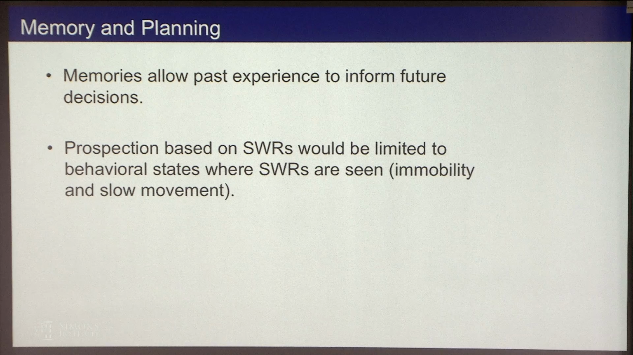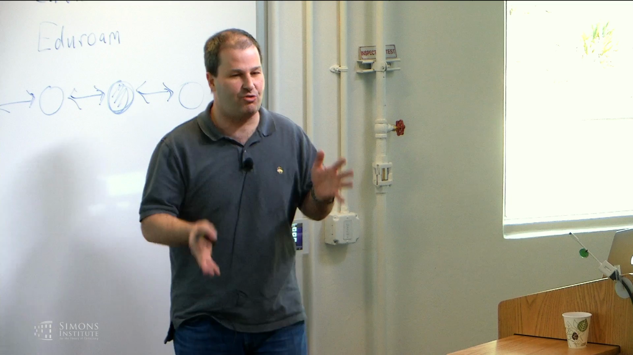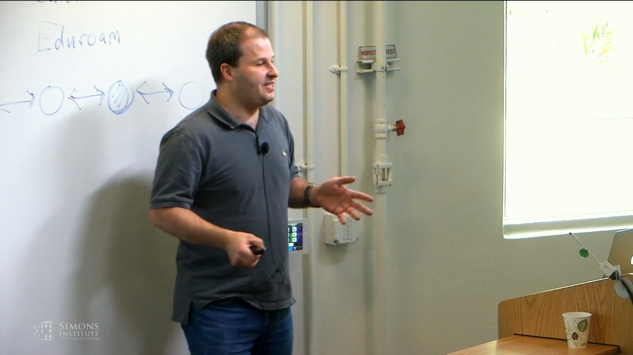The problem is that prospection based on these events would be limited to behavioral states where these things are seen. And sharp wave ripples happen not completely exclusively, but almost exclusively when the animal isn't moving. All right. So if our hypothesis is that these are what's supporting the animal's ability to plan, then you get this sort of uncomfortable situation where as soon as the animal starts trundling along, it loses its ability to think about the future. Right? That seems sort of unfortunate from a behavioral and evolutionary standpoint. So we want to ask, are there other forms of non-local activity that could inform decision-making processes?